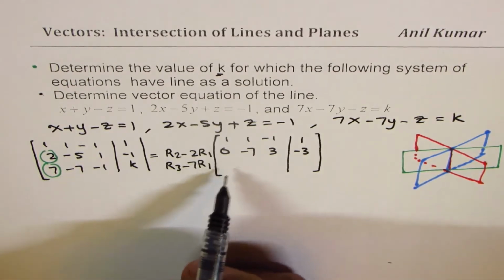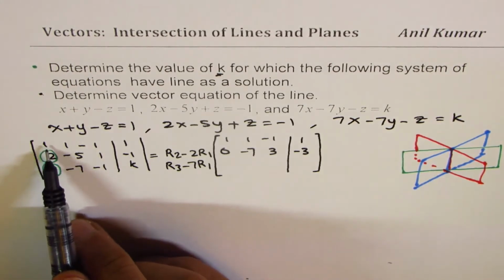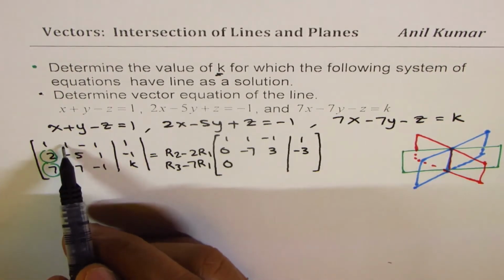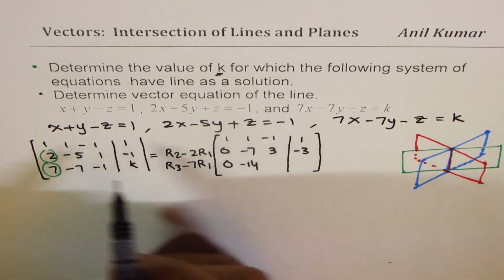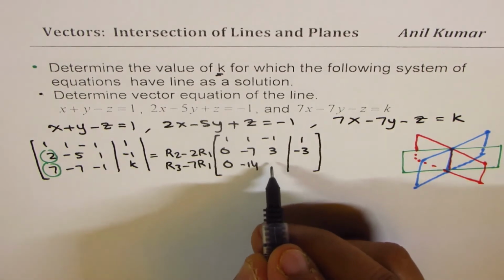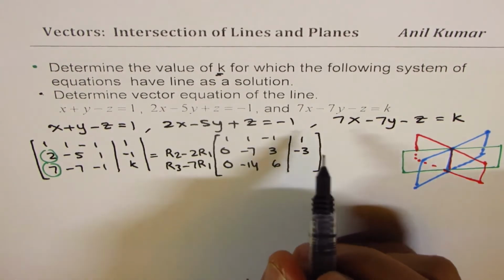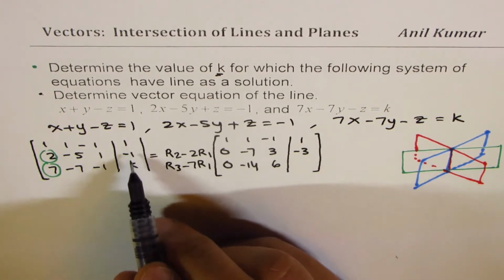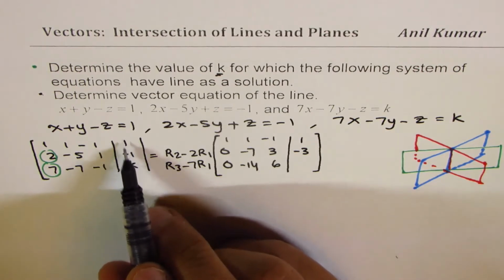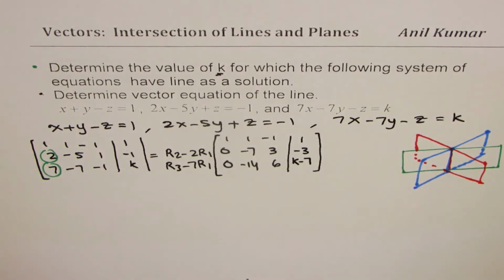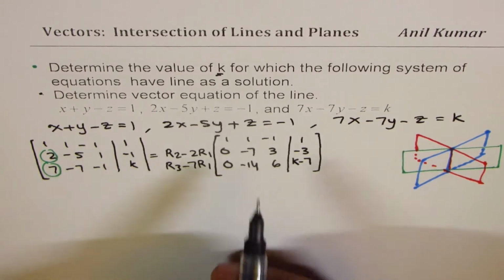In the last case, we are multiplying the first equation by minus 7 and then adding. So minus 7 plus 7 is 0. Minus 7 minus 7 is minus 14. Minus times minus becomes plus 7, plus 7 minus 1 is 6. And here we get k minus 7. Now the idea is that we need to get this value 0.